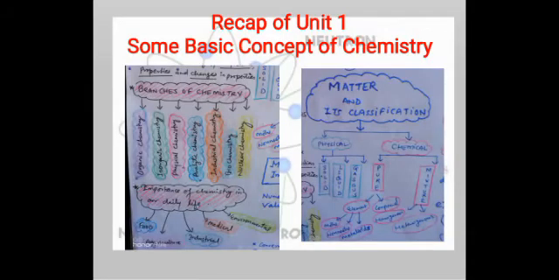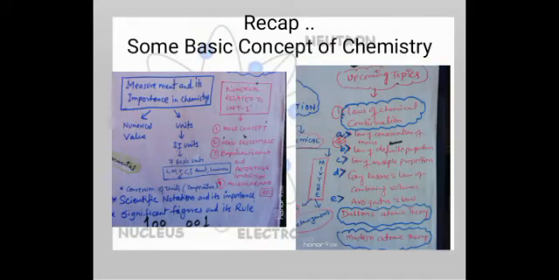Before starting today's topic, let's recap unit 1. Dear students, we finished unit 1 yesterday. Hope you all understood all the topics of this unit. To sum up, in this chapter we studied the definition of chemistry, branches of chemistry, and importance of chemistry. We studied matter and its classification. We studied measurement and its importance in chemistry, including scientific notation and significant figures, and did some numericals related to the mole concept, mass percentage, empirical formula, and molecular mass.